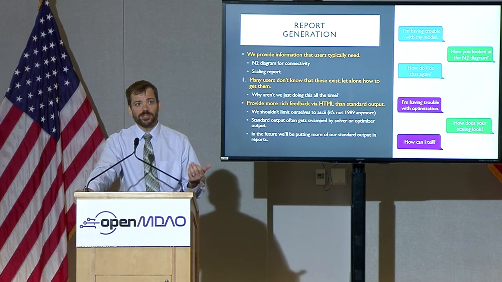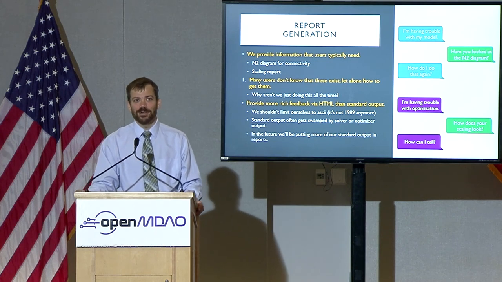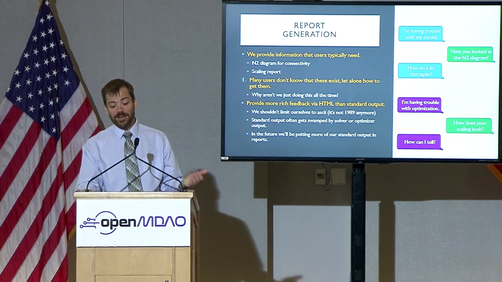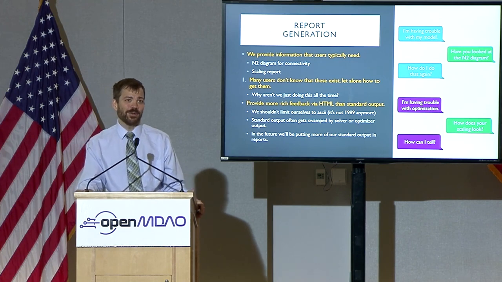When it comes to report generation, on the right side there is more or less verbatim some conversations I've had with people: something's not right with my model. Oh, well, what does your N2 diagram look like? Well, how do I make my N2 diagram? When they know to look for it in the documentation, it's not hard to find, but they just don't know that's available to them.